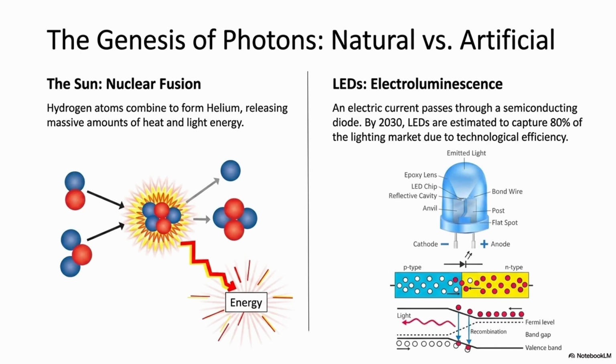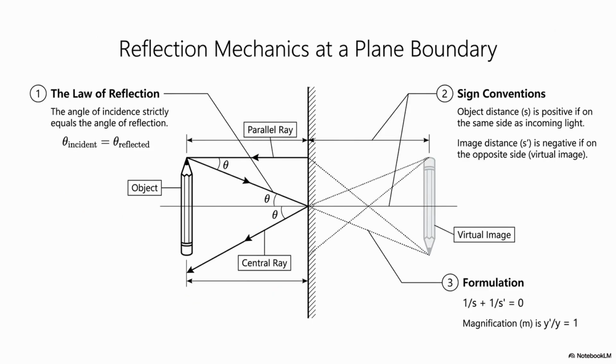That brings us, moving to slide 5, to reflection mechanics at a plane boundary. This is the physics of the mirror you look into every single morning. The fundamental rule is the law of reflection. The angle of incidence strictly equals the angle of reflection. Meaning if it hits at a 30-degree angle, it bounces off at exactly a 30-degree angle. Exactly, it has no choice.